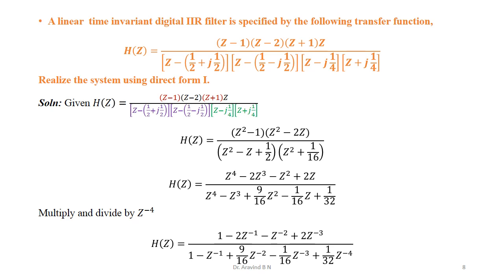Okay, so let us go through a slightly more complicated problem with respect to direct form 1 realization. The problem statement: a linear time invariant digital IIR filter is specified by the following transfer function. H of z is given. Realize the system using direct form 1. Let us go through the solution.